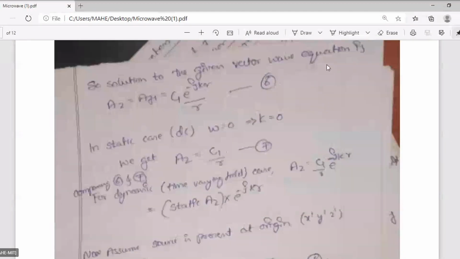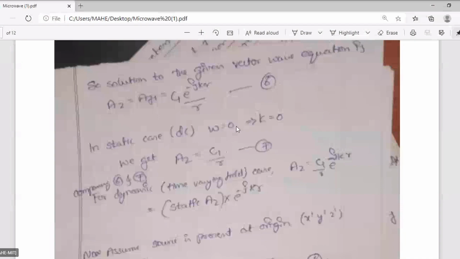So the solution for the wave equation that we got is Az is C1 e to the power of minus jkr by r. Now we'll consider the static case. Static case means the frequency is 0, omega is 0. Frequency is 0, so 2 pi by lambda, the wave is not propagating. So k is 0. This is the static case, so Az takes the form C1 by r.